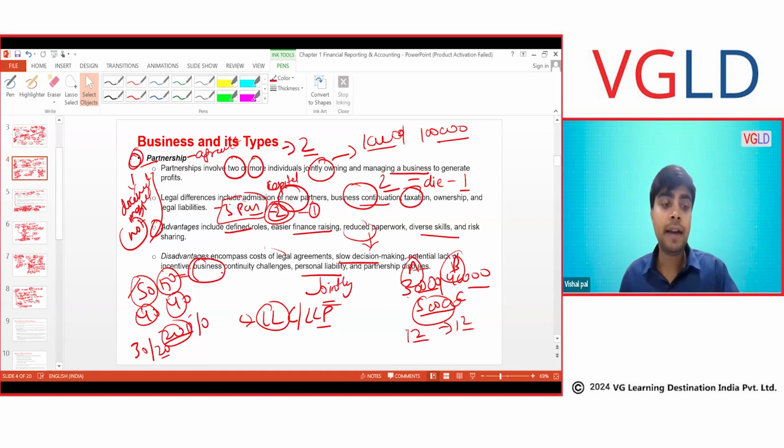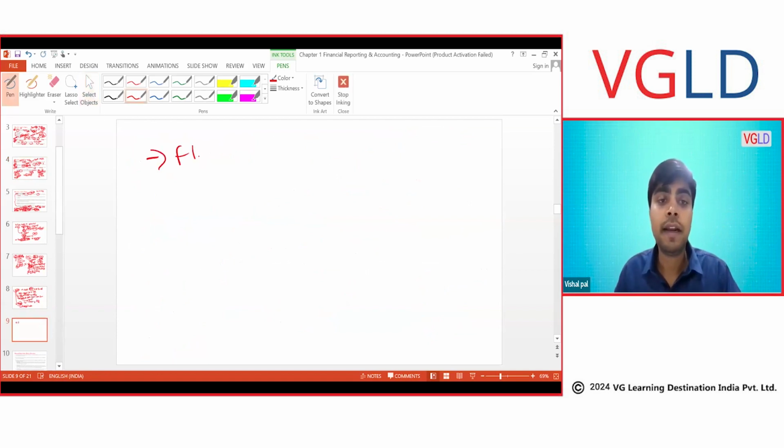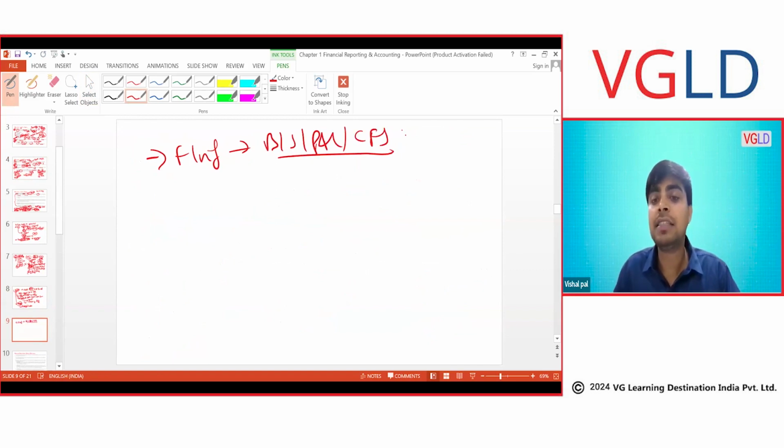So ultimately, if I talk about your financial information, your balance sheet, P&L, and your cash flow statement, these are basically financial statements. These are prepared from your books of account. What are books of accounts?